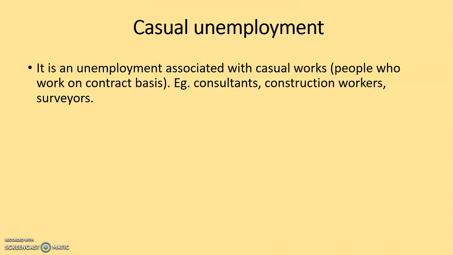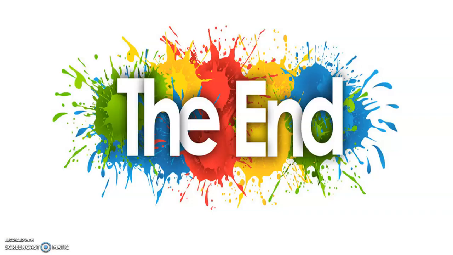A typical example, we have the consultants, the construction workers, and the surveyors. So if you are a contractor and we've given you a contract, maybe the contract is for a period of 1 year. After you are done, your contract is over. You go back home and then wait for another contract to be given to you. So that is what casual unemployment is. You are employed for a particular period of time. When your contract is over, it means you become unemployed till you get another contract. So that is casual unemployment.